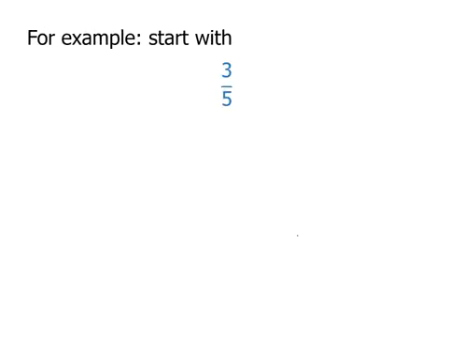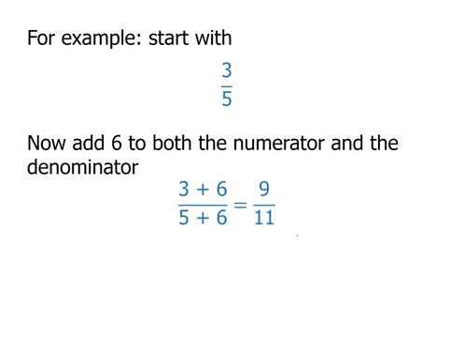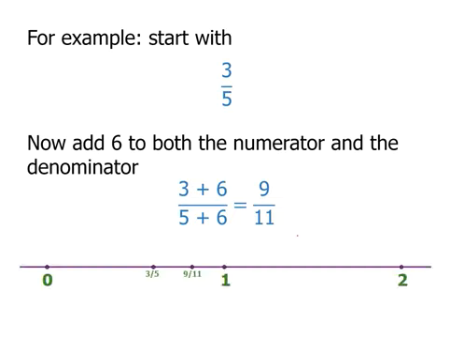For example, start with 3/5. 3/5 is obviously less than 1. So suppose we add the same thing to the numerator and denominator. For example, let's just add 6 to the numerator and denominator. We get 9/11. Well, that resultant should be closer to 1. Since we started out less than 1, the resultant should be larger than it, closer to 1. So in fact, what's happened is the fraction has moved up closer to 1 as a result of adding 6 to the numerator and the denominator. So 9/11 is bigger than 3/5.